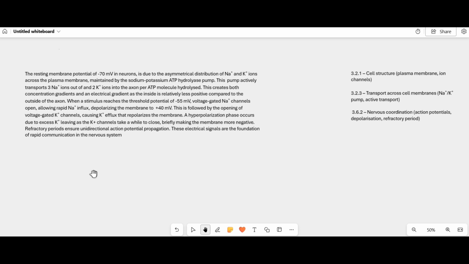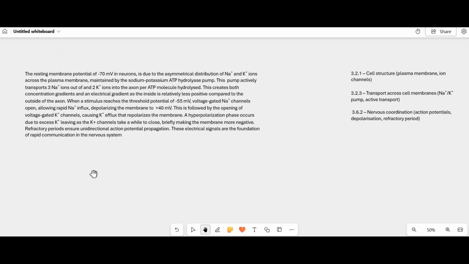A hyperpolarization phase occurs due to the excess potassium leaving as potassium channels take a while to close, briefly making the membrane more negative. Refractory periods ensure unidirectional action potential propagation. These electrical signals are the foundation of rapid communication in the nervous system here. So that should lock in a lot of marks there, yeah. That's just straight from the A-level course, nothing added, no extra information, yeah.